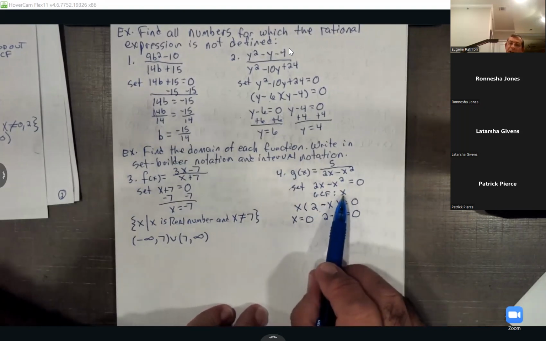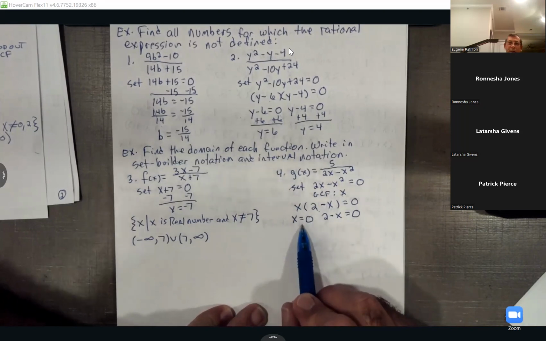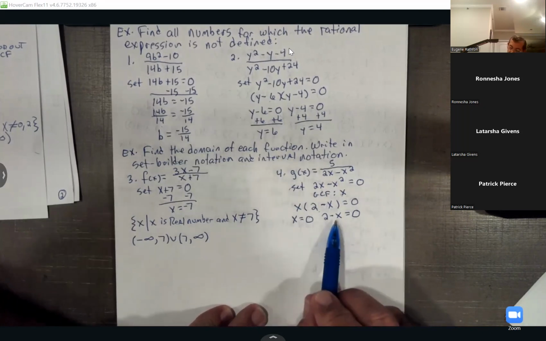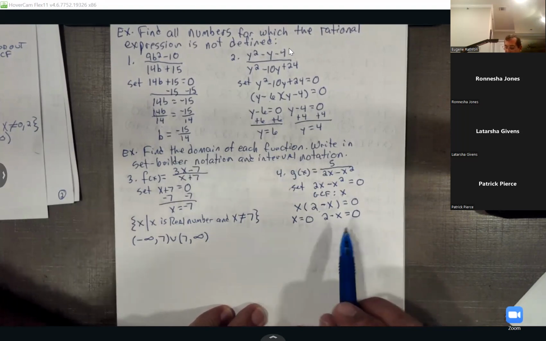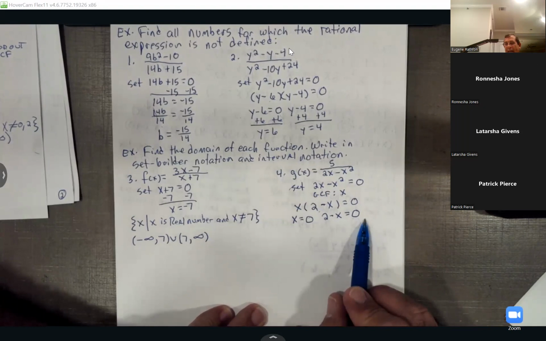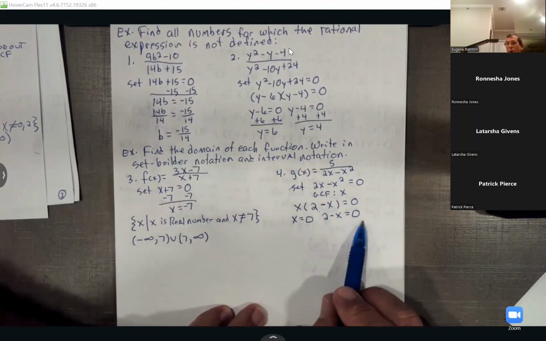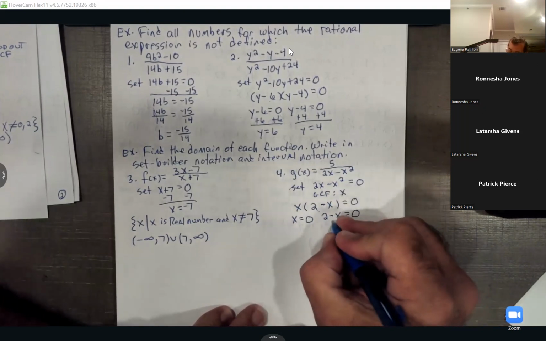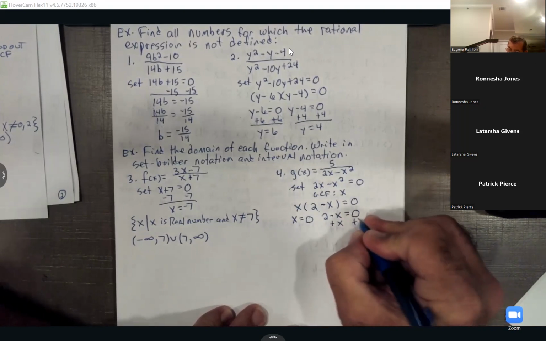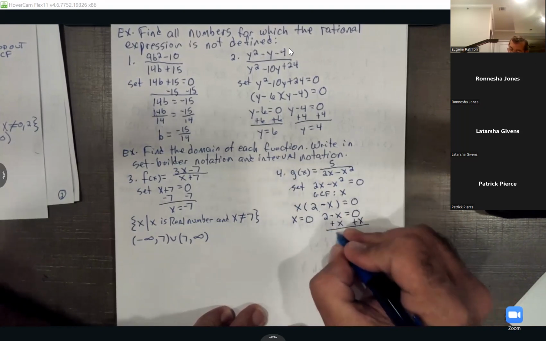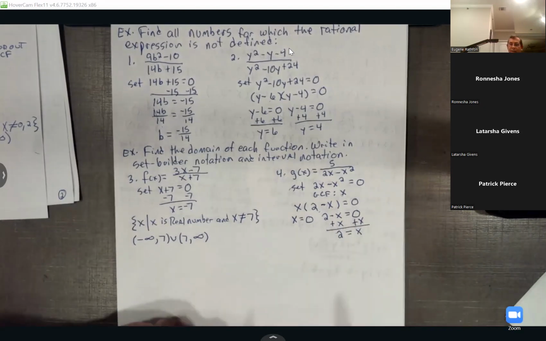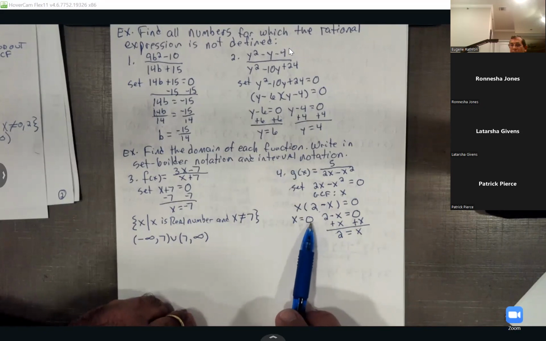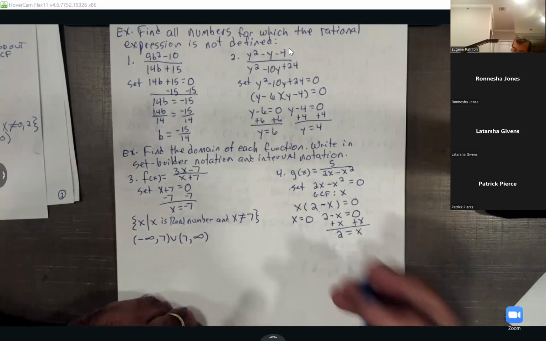Y'all, anytime you factor out an X as the greatest common factor, it's always going to equal 0, okay? Now, the other one, there's two ways you can solve this. The first way, you can subtract 2 from both sides, then divide by that -1. The quickest way would just be to add an X to both sides. So I get 2 on the left side equals my X on the right side. So my two numbers I got to kick out are going to be 0 and 2.